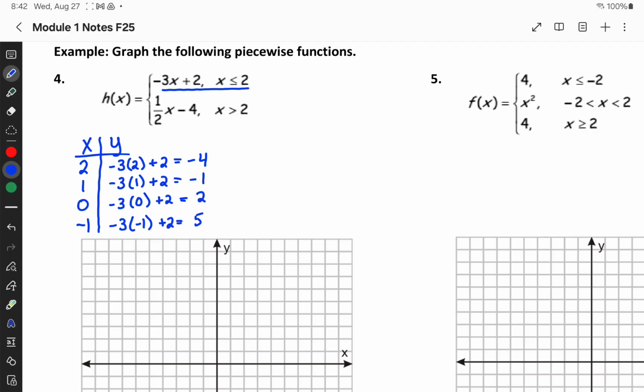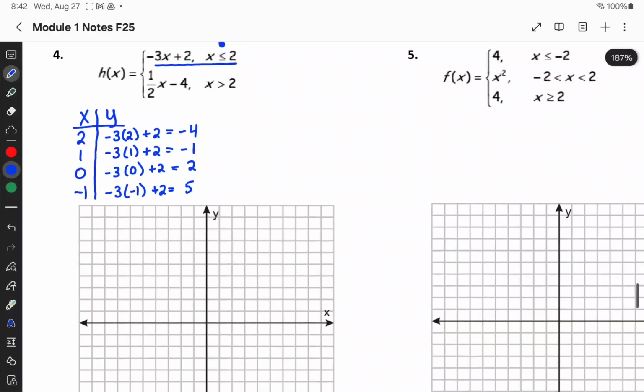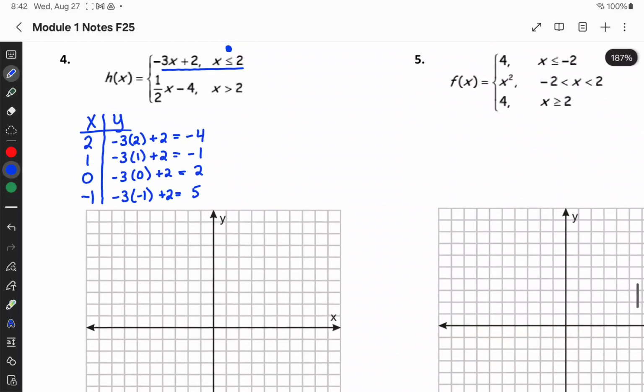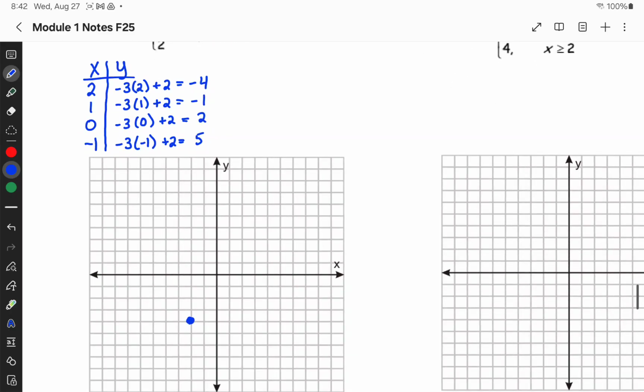So when I go to graph this, the first thing I want to make sure of is that I'm using the correct type of point to start. Since it's less than or equal to, I'm going to use a solid point to include that number at 2. So I'm going to go to that first point, which we figured out was 2 comma negative 4, and start there with a closed point right on top of that value. Then I'll plot 1, negative 1.